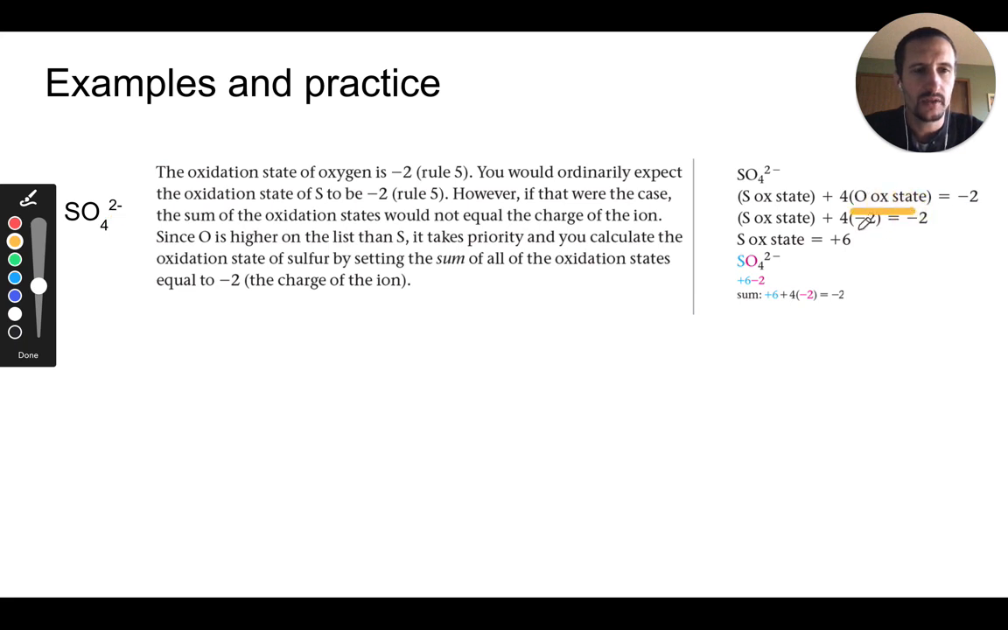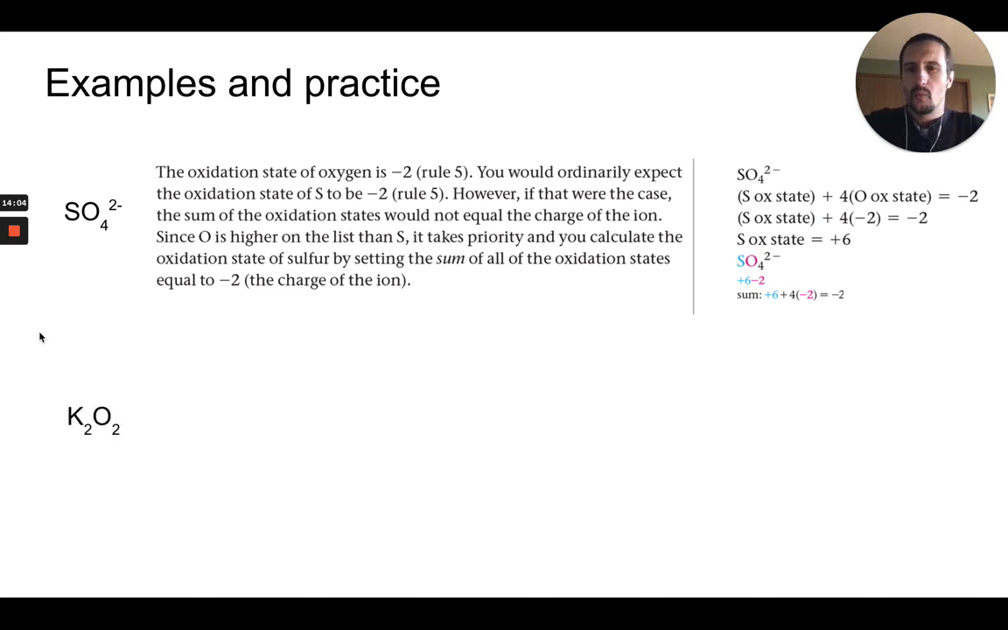As we said, oxygen is -2. There are 4 oxygen atoms, so in your head, if you figure 4 times -2, that's a total of -8. In order for us to get a total of -2, the sulfur has to be +6. So the sulfur has an oxidation state of +6, while the oxygen has an oxidation state of -2. That's where we get the charge of the polyatomic ion.